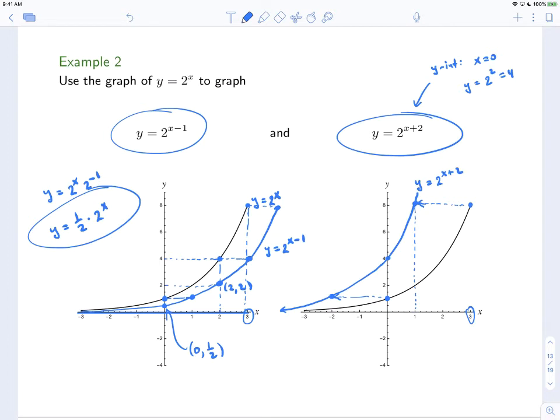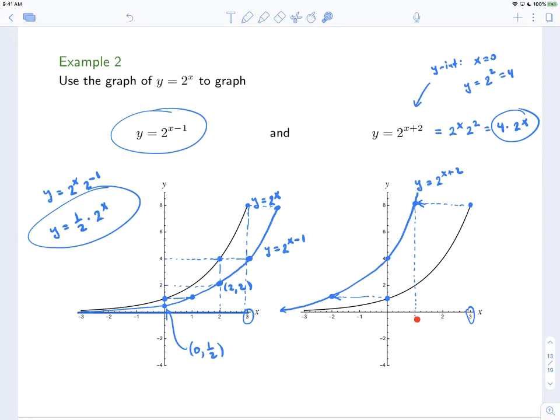Now in this case, we're looking at 2 to the x plus 2. That's 2 to the x times 2 squared, which is 4 times 2 to the x. So really what we're looking at is we're taking the parent function and multiplying everything by 4. So indeed, if you look at the y-intercept, which is 1, you multiply it by 4 to get the new y-intercept, which is 4.